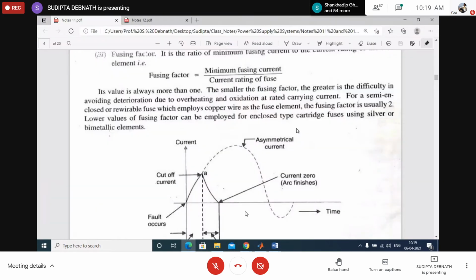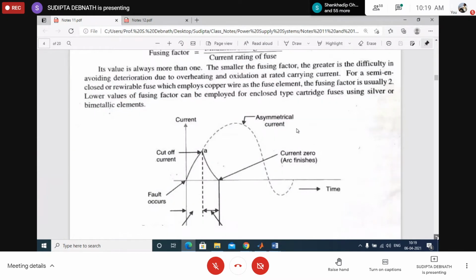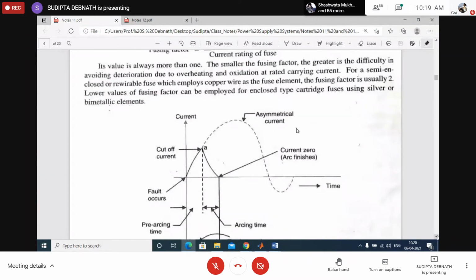Anyway, see, suppose AC current is being carried by the fuse. AC current is sinusoidal. Now, suppose the fault occurs, say, when the sinusoidal current is like this. So let the fault occur at this point. It is a sinusoidal curve like this, and the zero time is calculated from the time of occurrence of the fault.